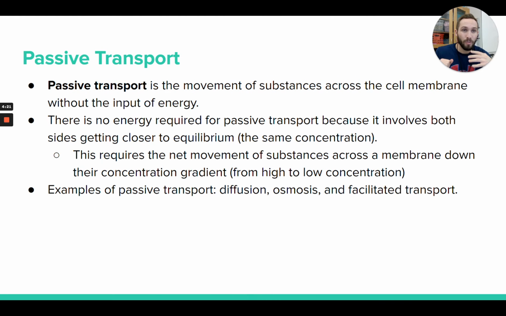And so the reason a substance would be able to move across the cell membrane without energy is because that would only be true in a situation where that movement of the molecules is getting the system closer to equilibrium, meaning that both sides are getting closer to the same concentration. So if these molecules are moving in a way that's getting both sides closer in their concentration amount, that's going to be something that's passive transport.